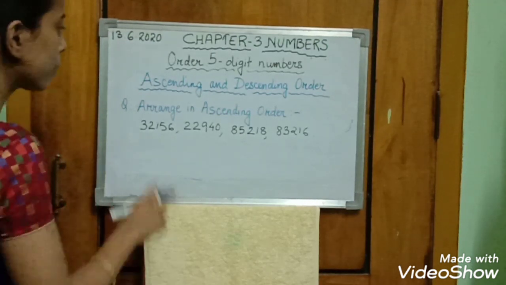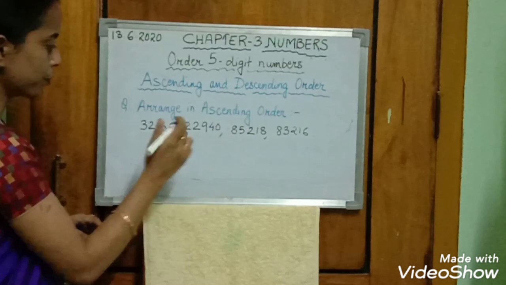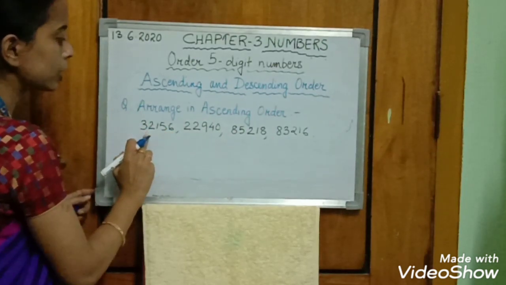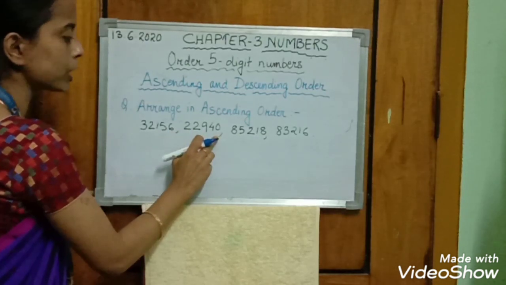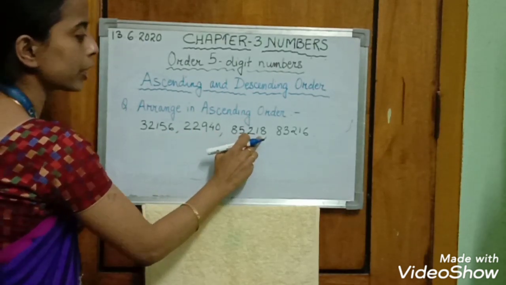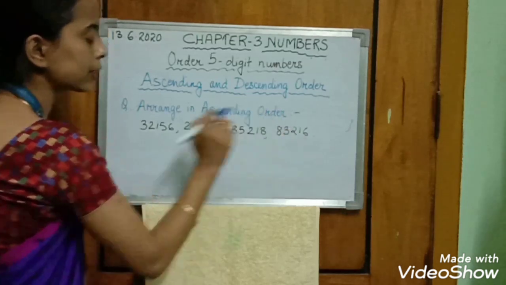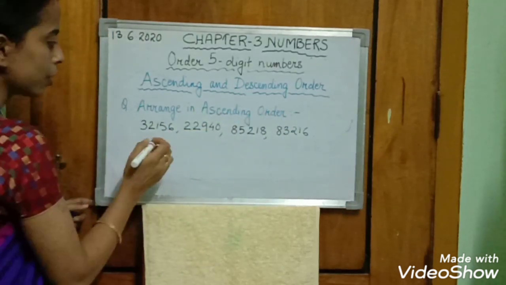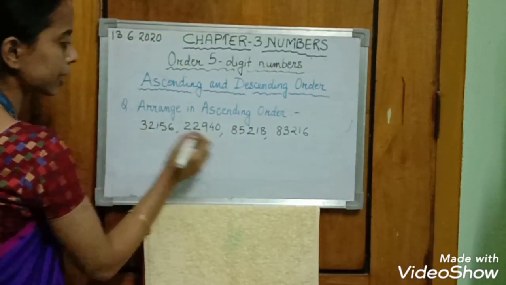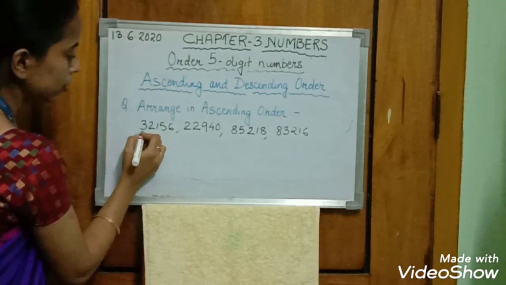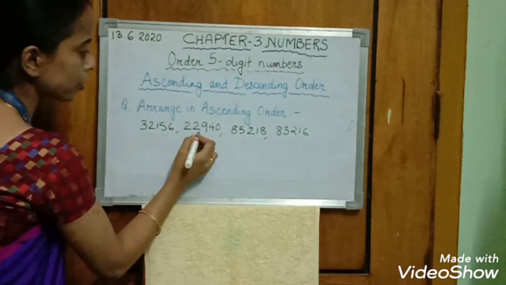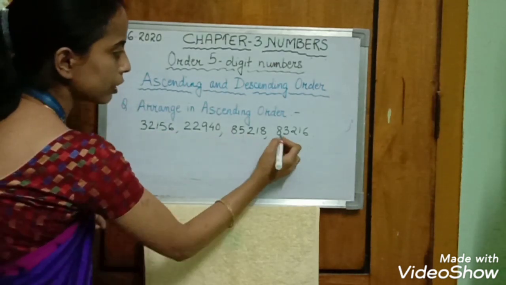Alright. Now look at this. First you have to observe. Look at this. 32,156, 22,940, 85,218, 83,260. Alright. So we will see the 10,000 place. The first one is 32,000, then 22,000, 85,000, 83,000.